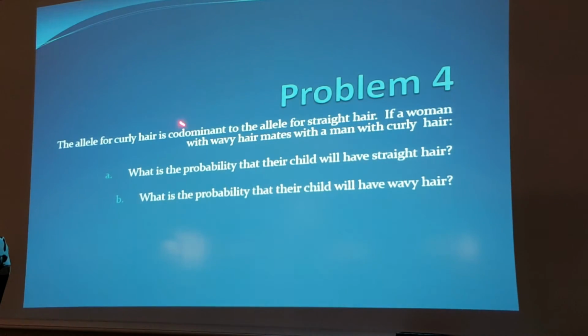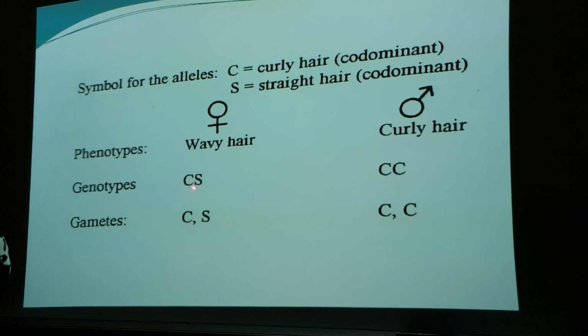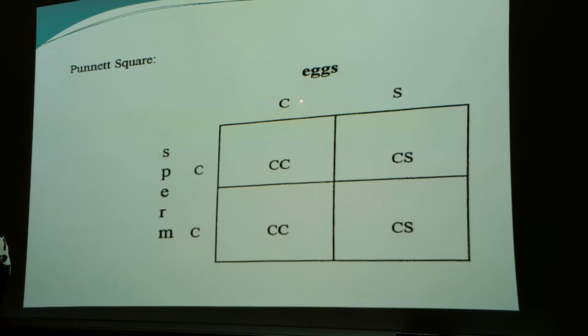The allele for curly hair is codominant to the allele for straight hair. If a woman with wavy hair mates with a man with curly hair, what is the probability their child will have straight hair? Okay, well, here's the wavy hair and here's the curly hair. So here's wavy, curly, and what was the question? What is the probability that the child will have straight hair?